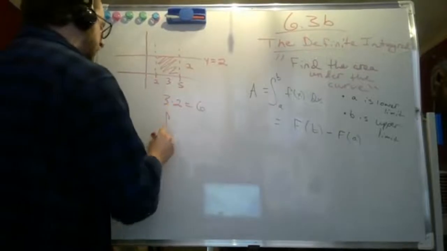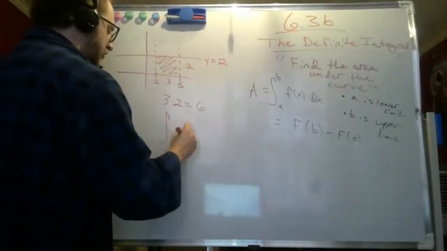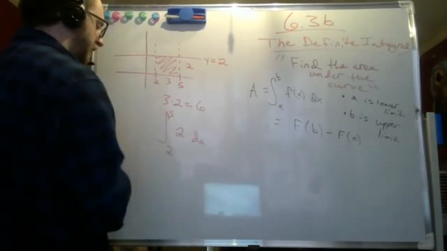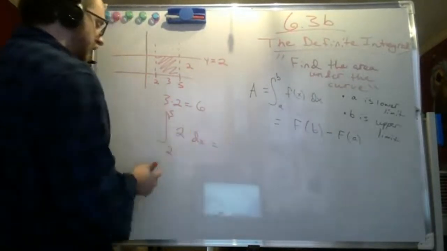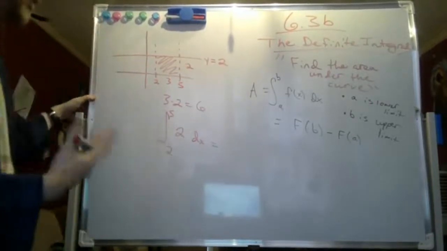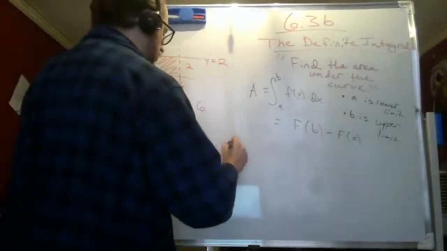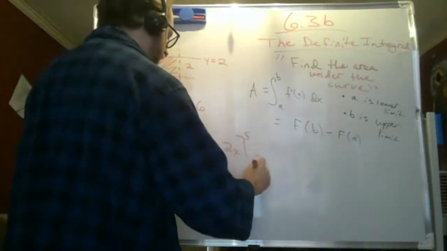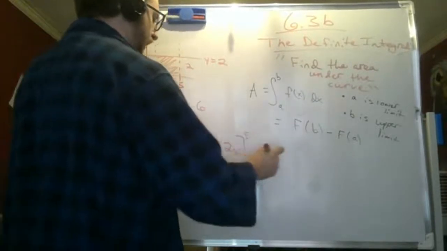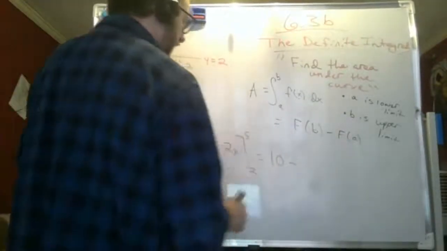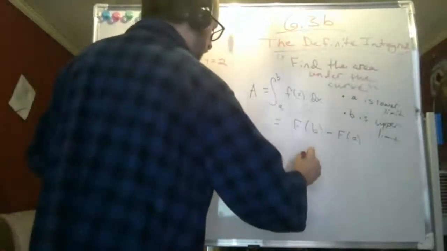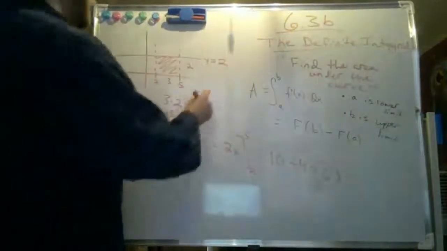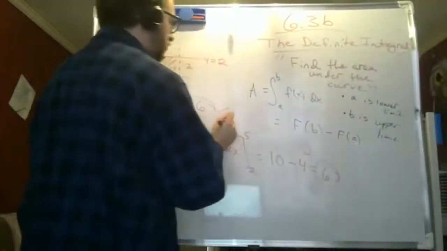But now, if I do the integral of this constant function, 2 dx, from 2 to 5, then what do I get? Well, the antiderivative of 2 is 2x. I want to evaluate it from 2 to 5, and so 5 times 2 is 10, minus 2 times 2 is 4, 10 minus 4 is 6. So we do indeed get the same answer regardless of which way we try to solve this.